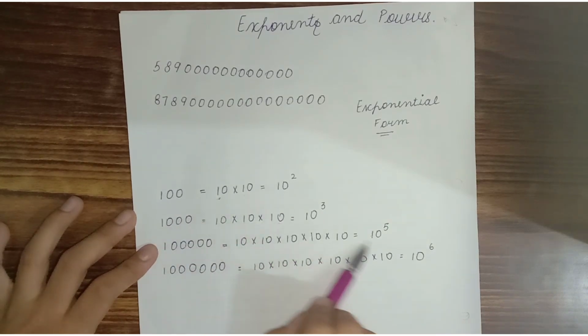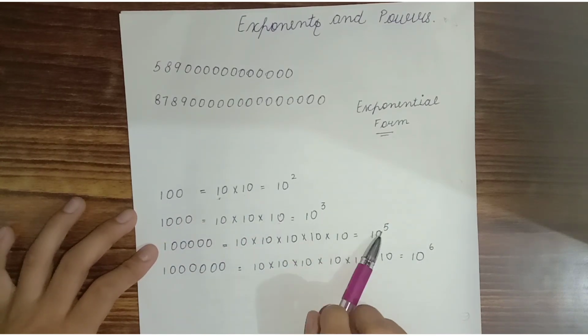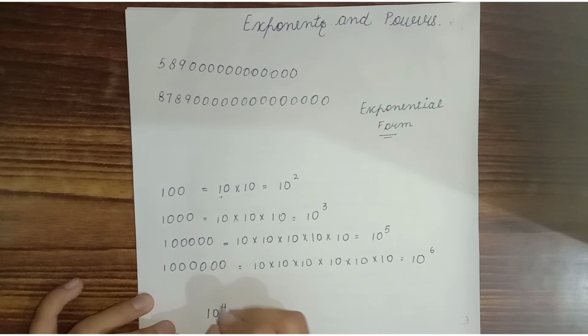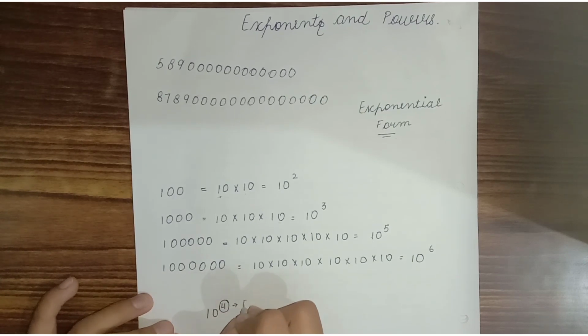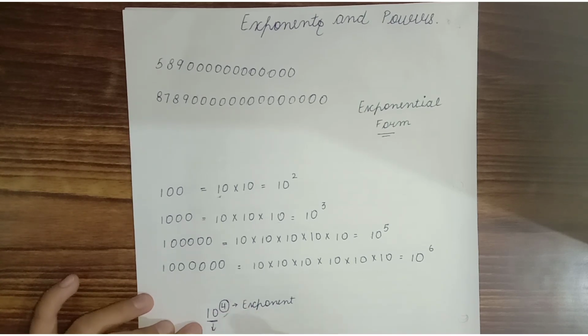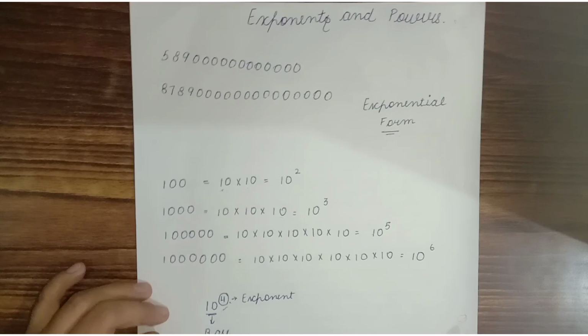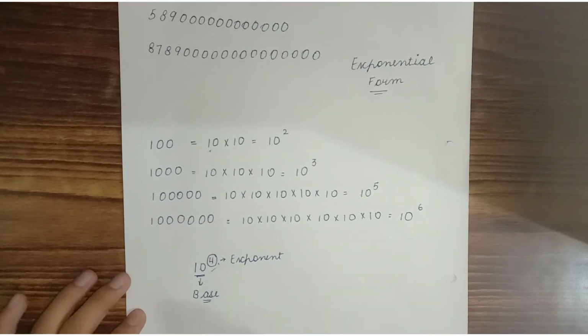So this is known as exponential form. Suppose I have taken a particular number, 10 raised to the power 4. In this 10 raised to the power 4, this 4 is known as the exponent, and this 10 is known as the base. And how will we read this number? It will be read as 10 raised to the power 4.